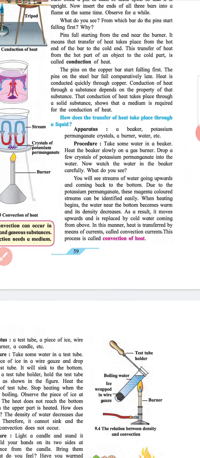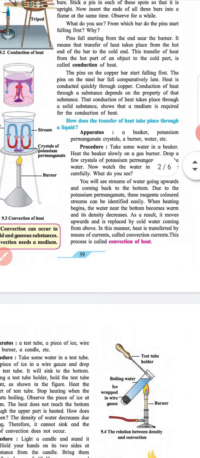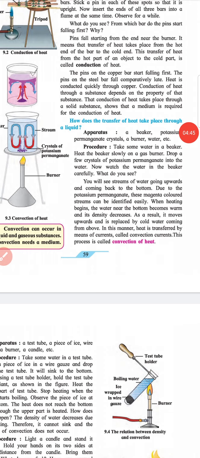Subheading: How does the transfer of heat take place through a liquid? Subheading: Apparatus. A beaker, potassium permanganate crystals, a burner, water, etc. Subheading: Procedure. Take some water in a beaker. Heat the beaker slowly on a gas burner. Drop a few crystals of potassium permanganate into the water. Now, watch the water in the beaker carefully.